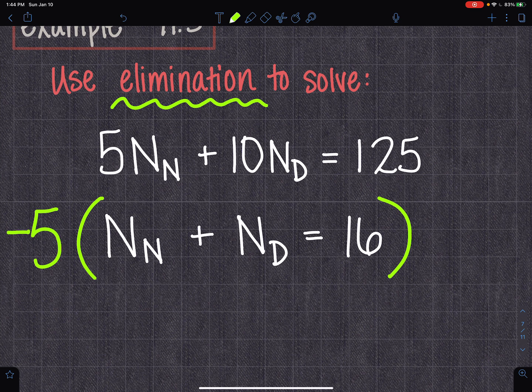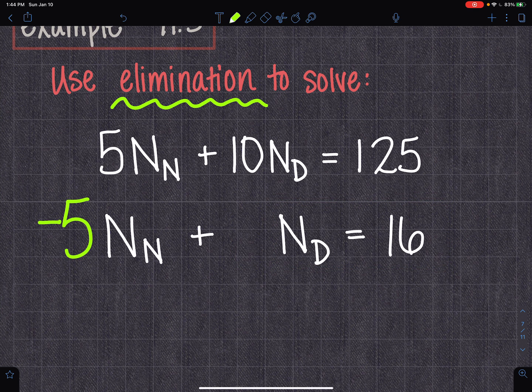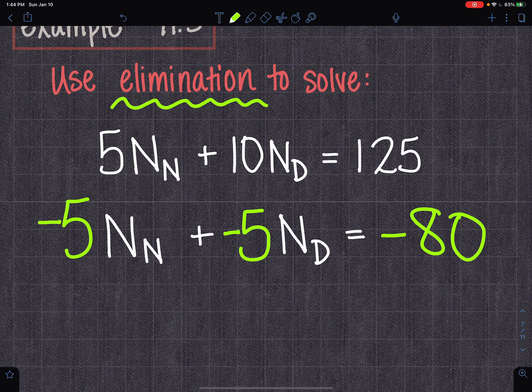If I multiply everything by -5, then I've got -5 times the number of nickels plus -5 times the number of dimes equals 16 times -5. What is 16 times -5? Turns out it's -80. So I'm just going to write that there. And I can get rid of that plus sign because it's basically just a minus at this point.